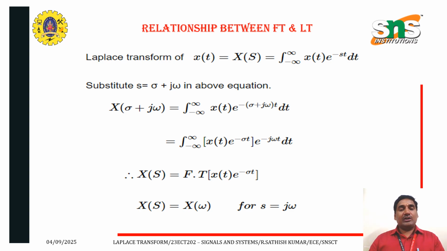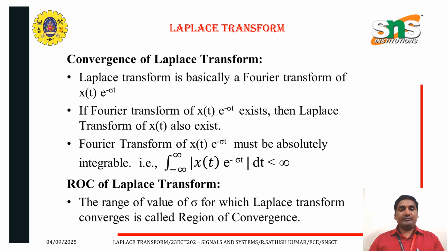Therefore, X of s is equal to Fourier transform of x of t into e power minus sigma t. Therefore, if sigma becomes 0, then X of s is equal to Fourier transform of x of t, which is nothing but X of omega. Therefore, s can be replaced by j omega.